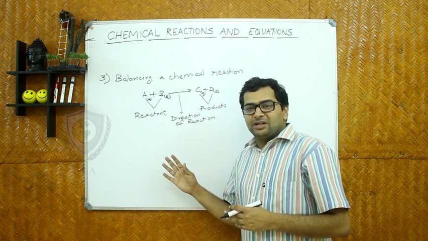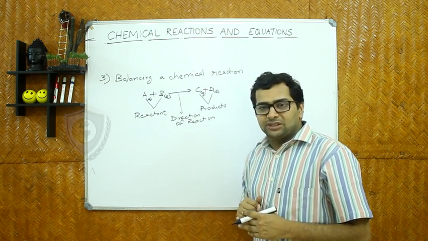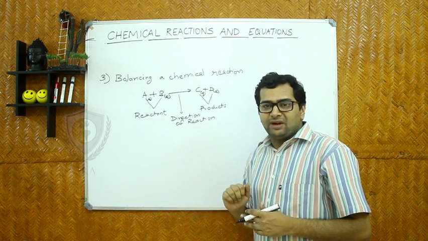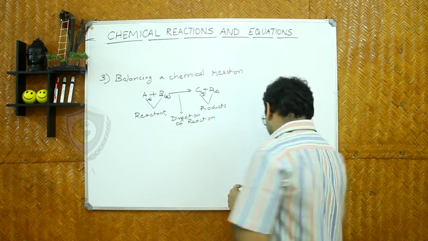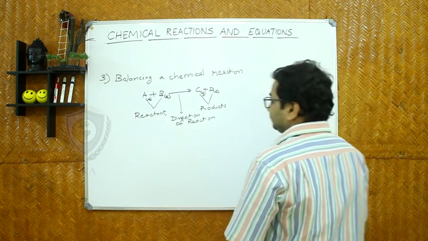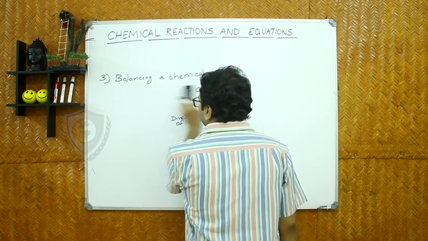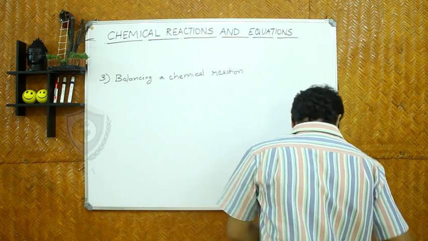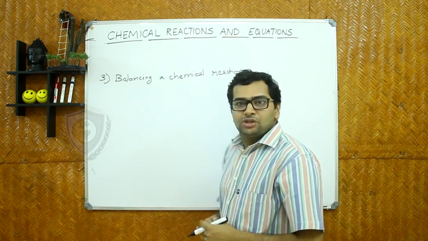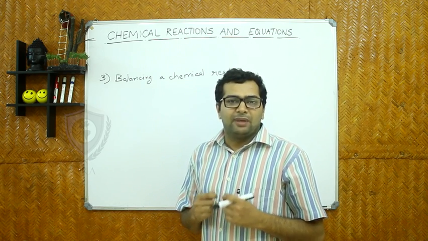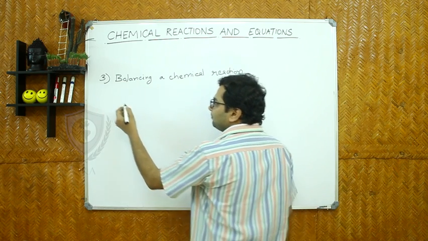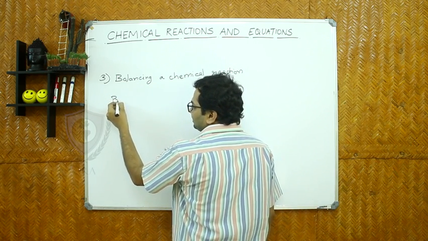So now we have understood what is a reactant, what is the product, what does the arrow signify. Now let's go to balancing a chemical reaction. So let me look at a chemical reaction and understand how to balance that. So let's take a simple reaction of propane gas burning.